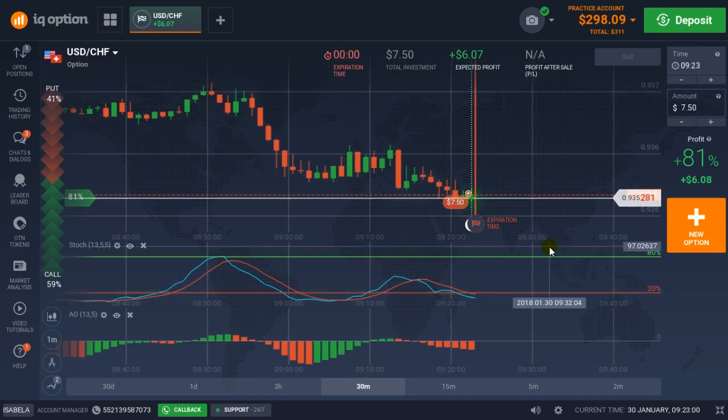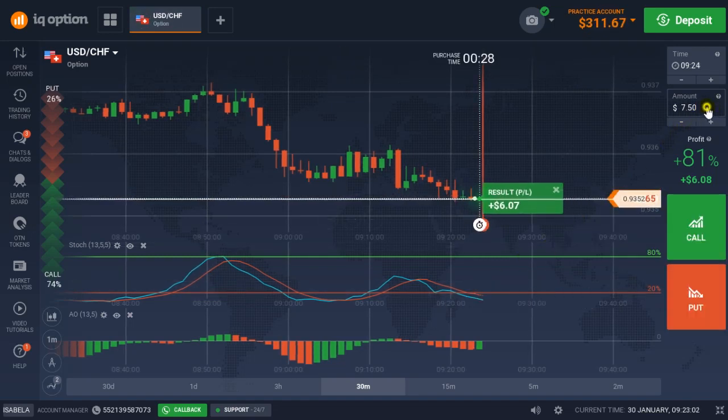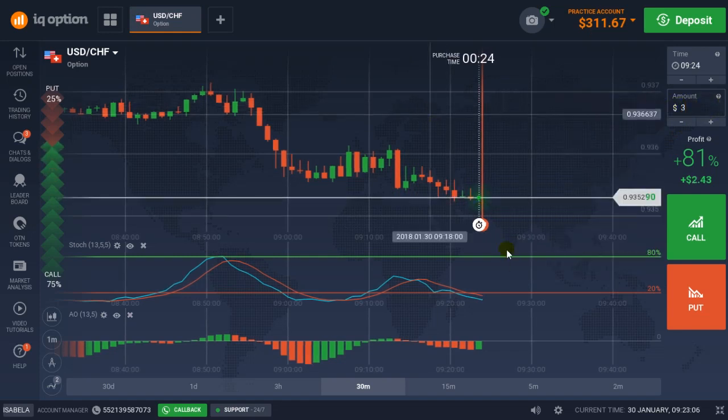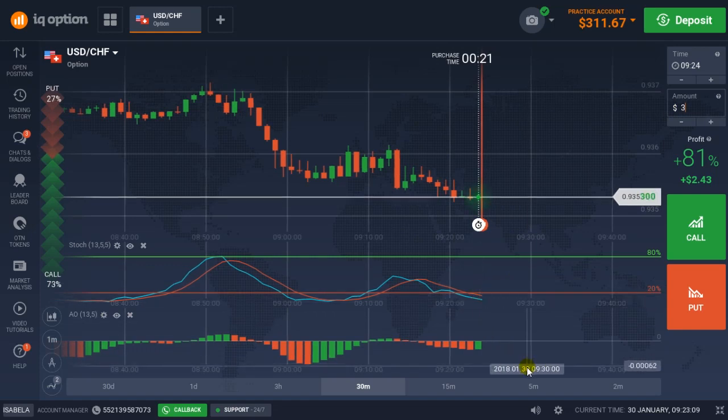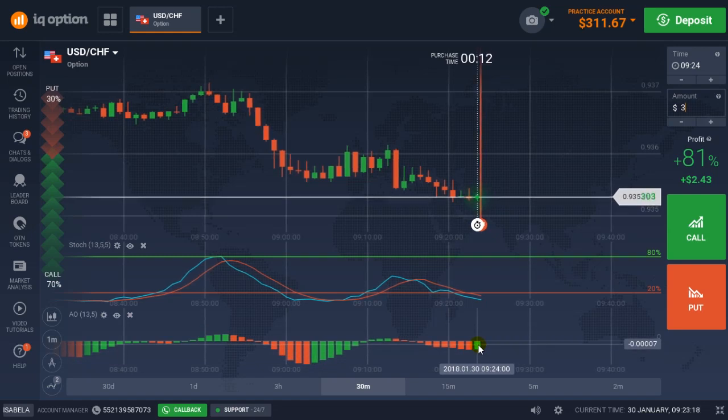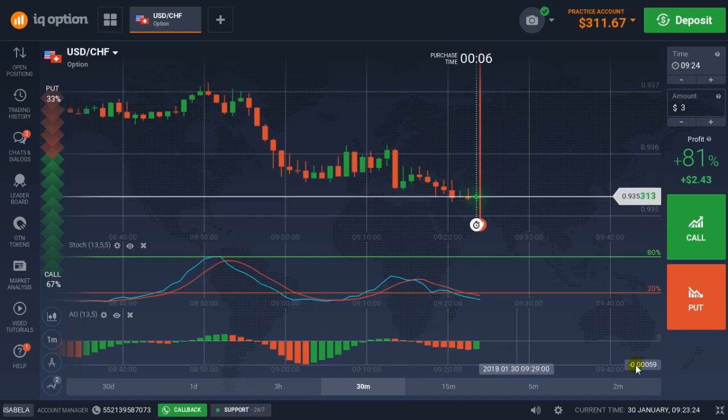Okay, got my money back. Bring it down to $3 again, and now both lines are below the 20%, so I wait. We've got a green bar on the awesome oscillator, which tells me that there is a higher expectancy for price to turn around and start going up. So we wait.